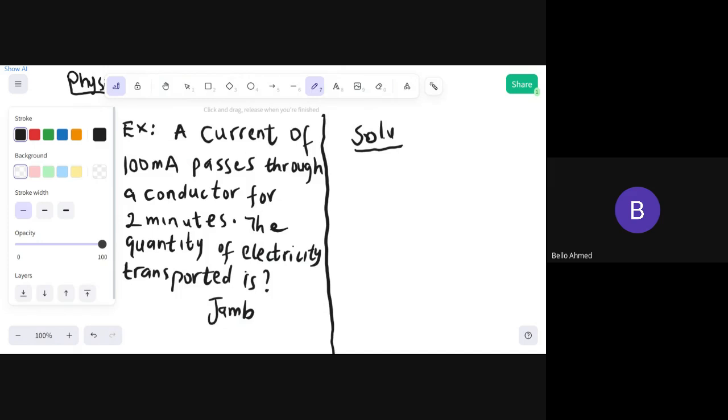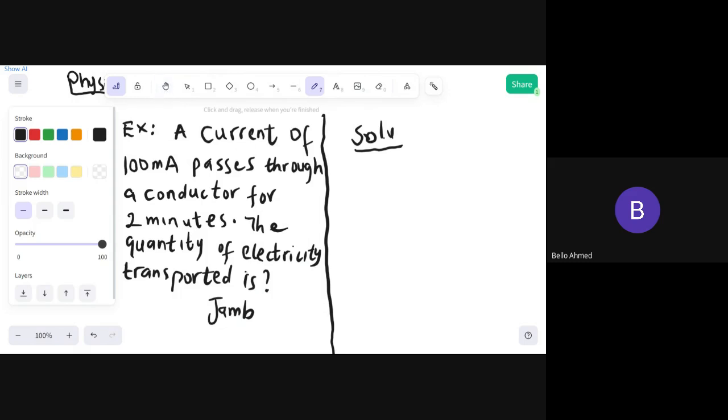Please, it is very important. You need to commit what is current. Current is the rate of flow of charge with time along the conductor, and then current I is equals to quantity of charge over time. You need to remember that, please. So now let us bring out our parameters.